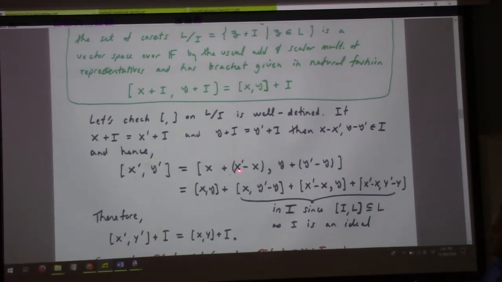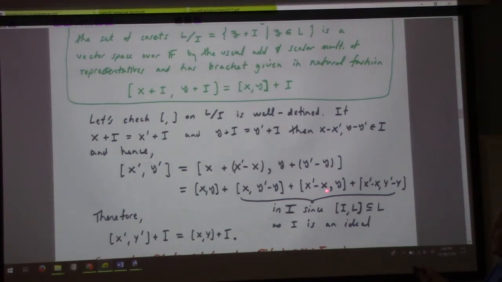I'm just adding 0, right? And then I use the bilinearity to expand like so. And I've got xy, and I've got these three things. Y prime minus y is in I, because I is an ideal. X prime minus x is in I because of this condition and that condition, actually, right? This condition gives me that that's in I.